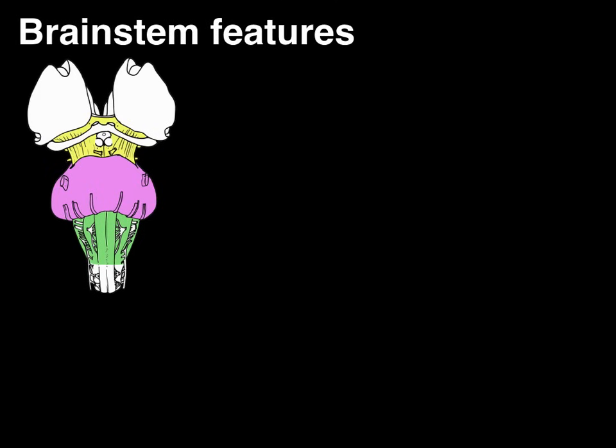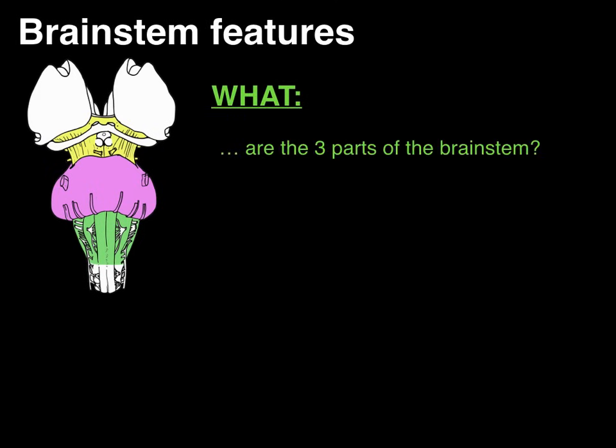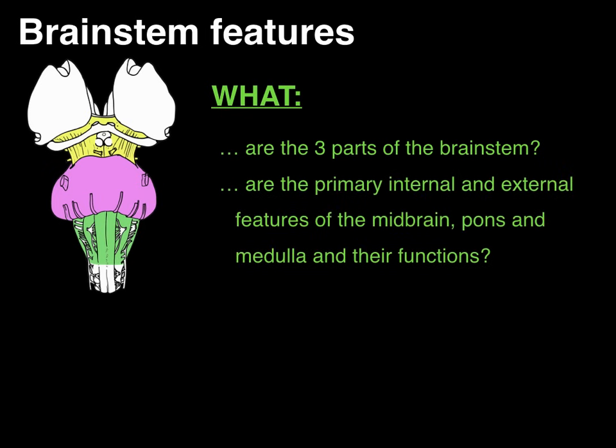Okay, we're going to talk about brainstem features and answer the what questions. What are the three parts of the brainstem, and what are the primary internal and external features of the midbrain, pons, and medulla, and their functions?